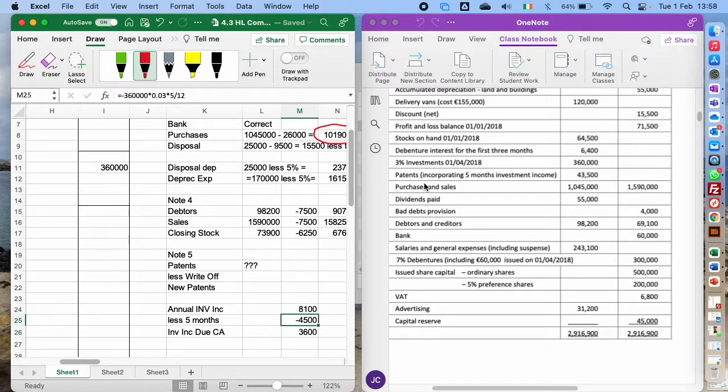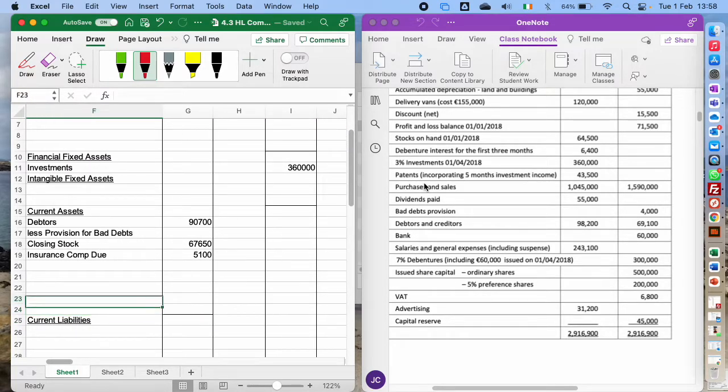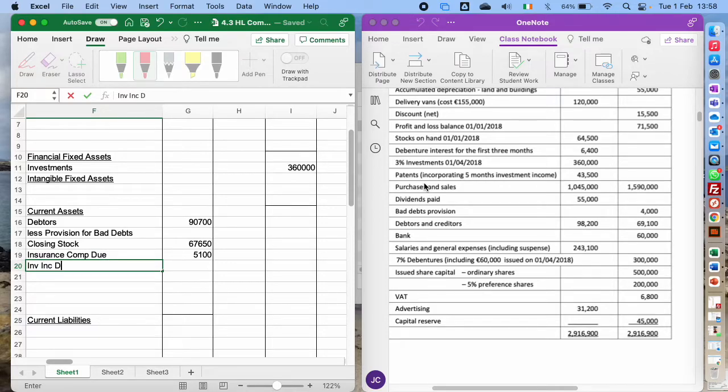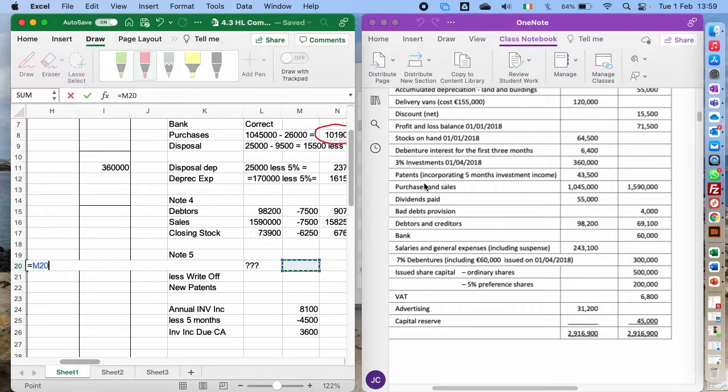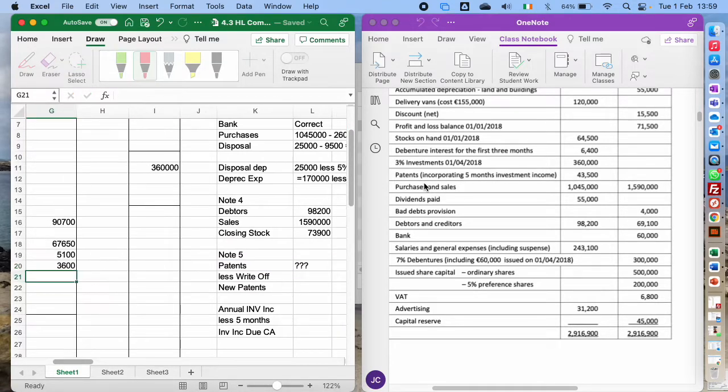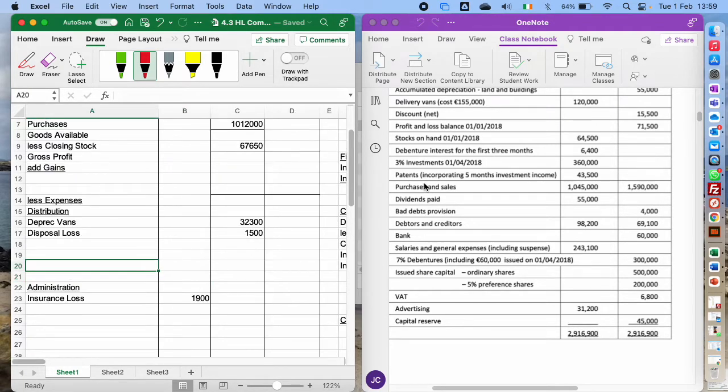Okay? Still haven't come to talk about patents just yet, but I had to deal with this before I could deal with patents. So my current asset, I'm going to have investment income due and whatever number I had over here. So that's that. Now, and I'm going to put my annual investment income. I'll put that up here.